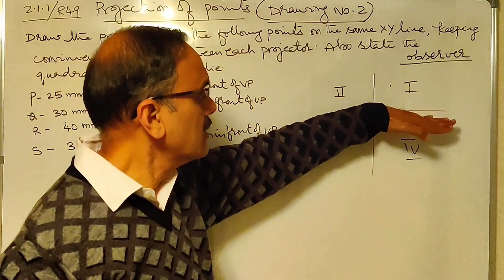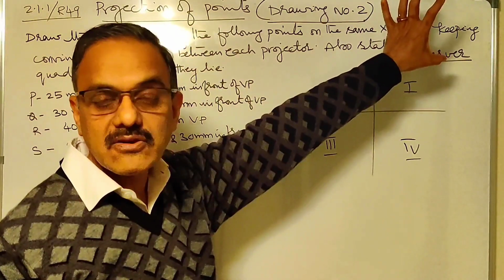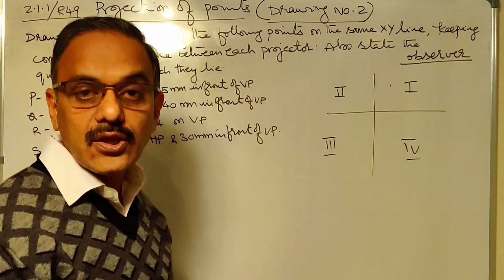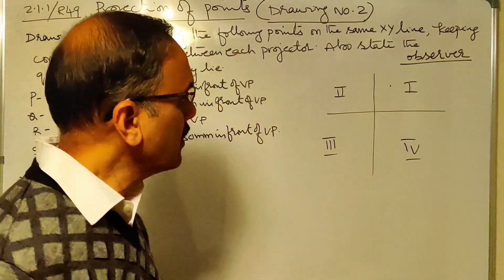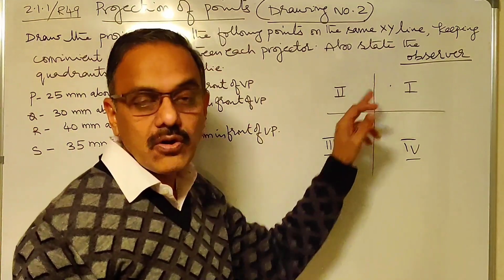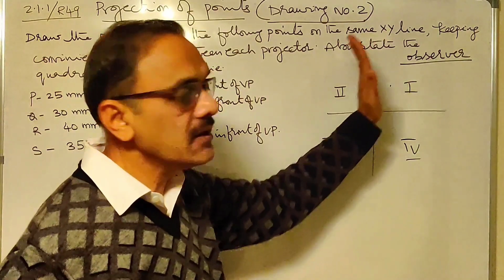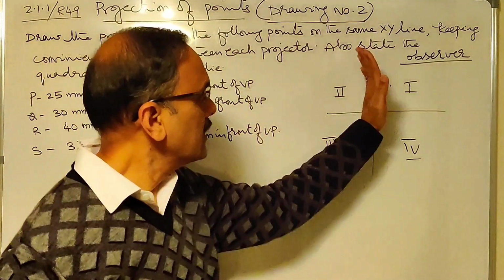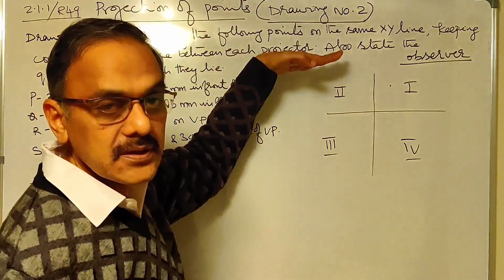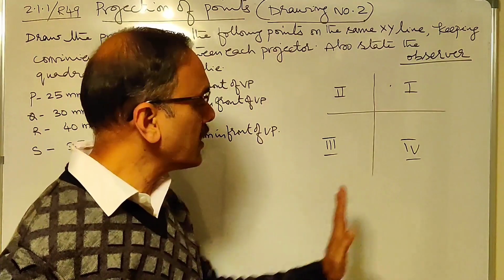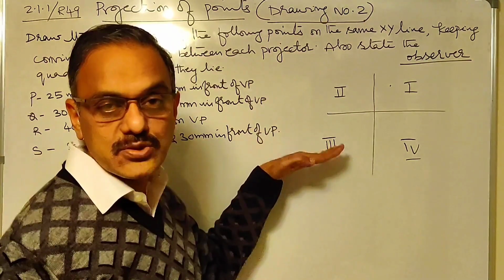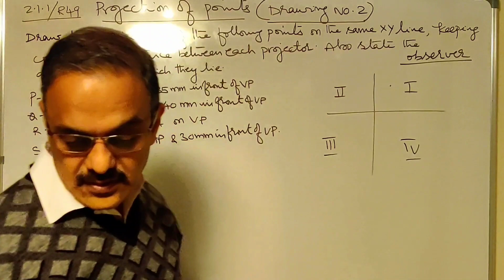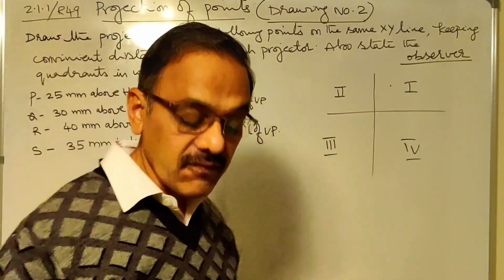You had HP here and you have VP here. The position of the observer is always on the top right. Right for getting the front view, top for getting the top view. So if there is a point in first quadrant, we said the point is above HP and in front of VP. Similarly, if there is a point in second quadrant, it is behind VP and above HP. Similarly, when it is in third quadrant, it is behind VP and below HP. Fourth quadrant, below HP and in front of VP. So this was taught to you in the last video itself.